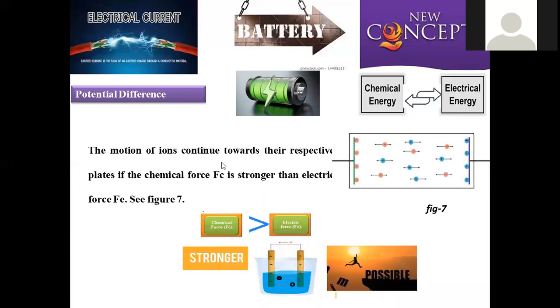Now, the motion of ions continues towards the respective plates if the chemical force is greater than the electrical force. If the chemical force is greater, then only ions have the tendency to move and get deposited on the surface of the electrode. The condition required is that chemical force should be greater than electrical force, then only movement of ions is possible. If electrical force is greater, what happens? Electricity flow is possible rather than ionic flow. So that's the reason why, in order to flow the ions, chemical forces should dominate.